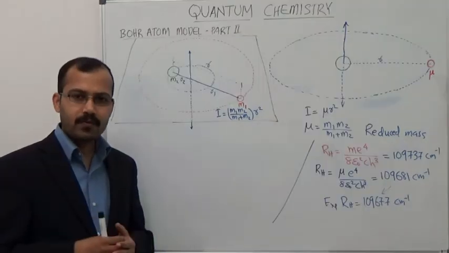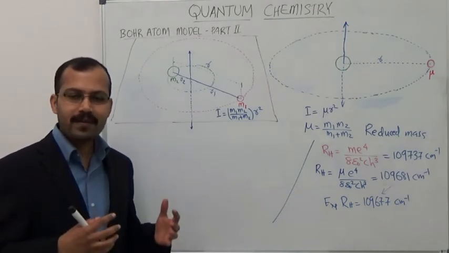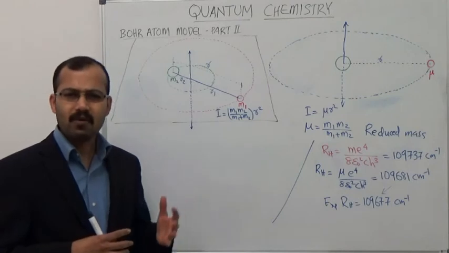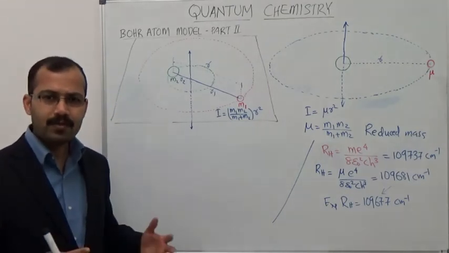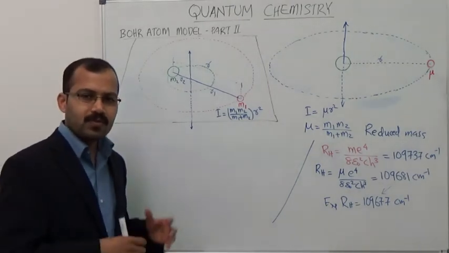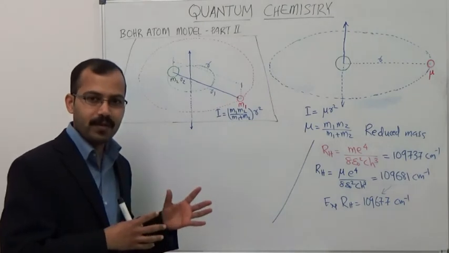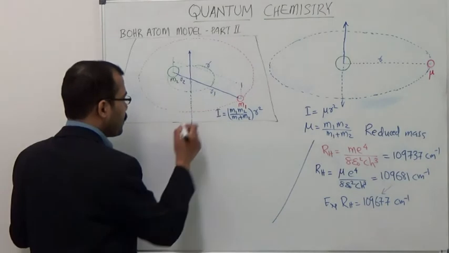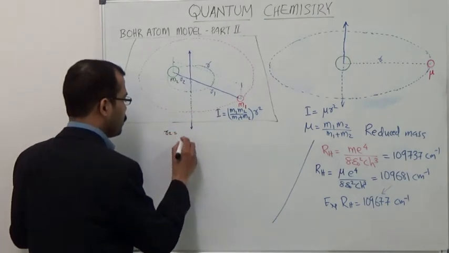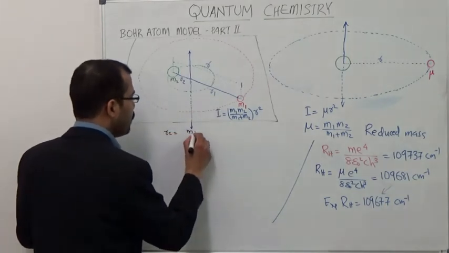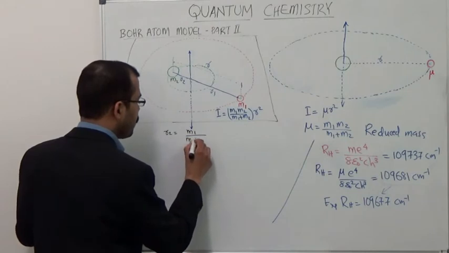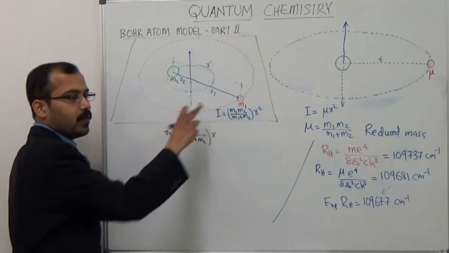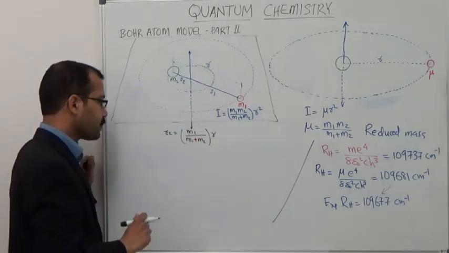Are you confused of thinking that what a complicated system is this? Both nucleus and electron, both are rotating. How is it possible? It is not so much complicated actually. We only saw that R2 is equal to M1 divided by M1 plus M2 times R. We already derived this expression.